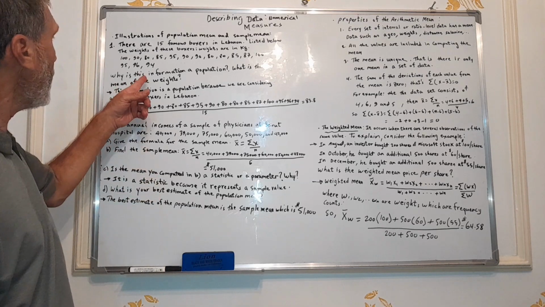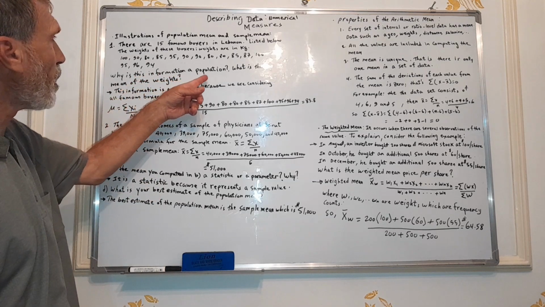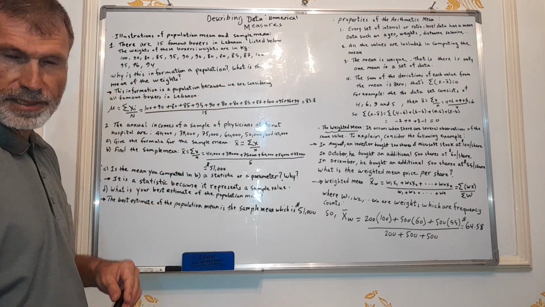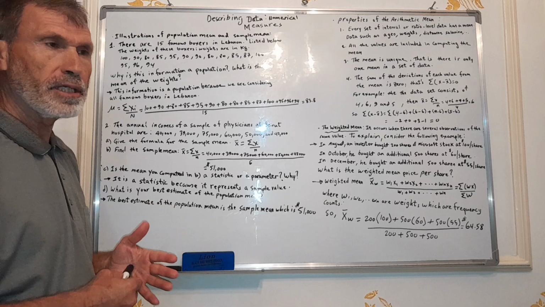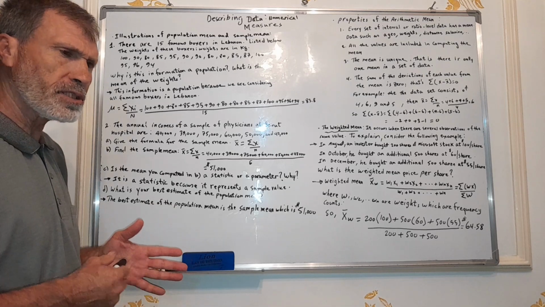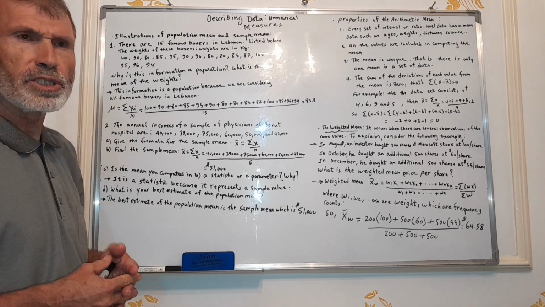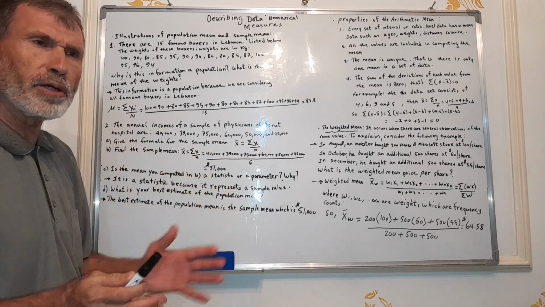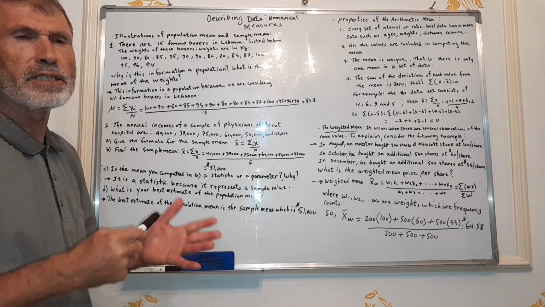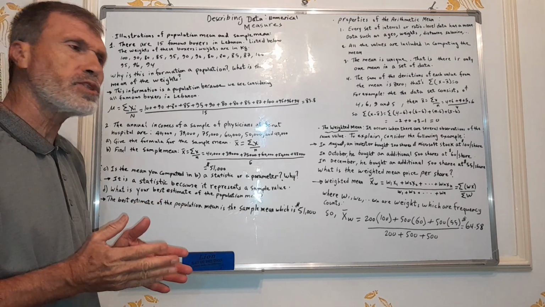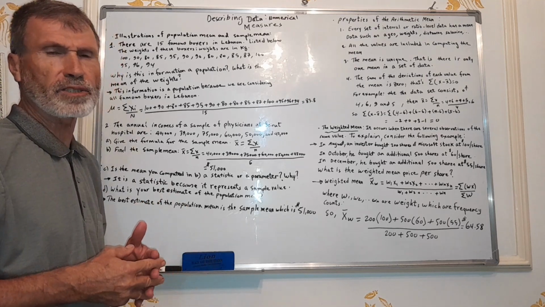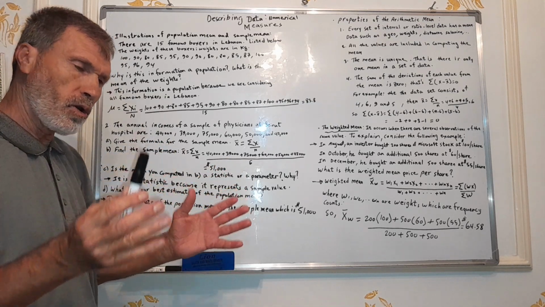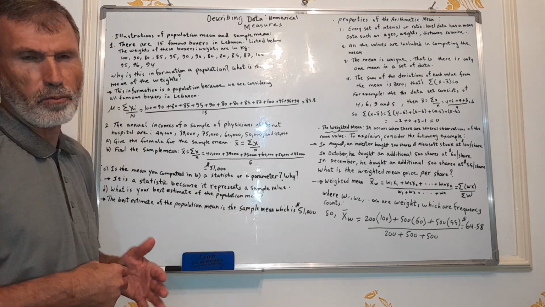So why is this information a population? What is the mean of the weights? Why do you think this is the population? Because we are considering all the famous boxers in Lebanon. That's why it's a population. We are not considering a portion of the famous boxers in Lebanon. We are considering all boxers, all famous boxers. That's why we have a population.